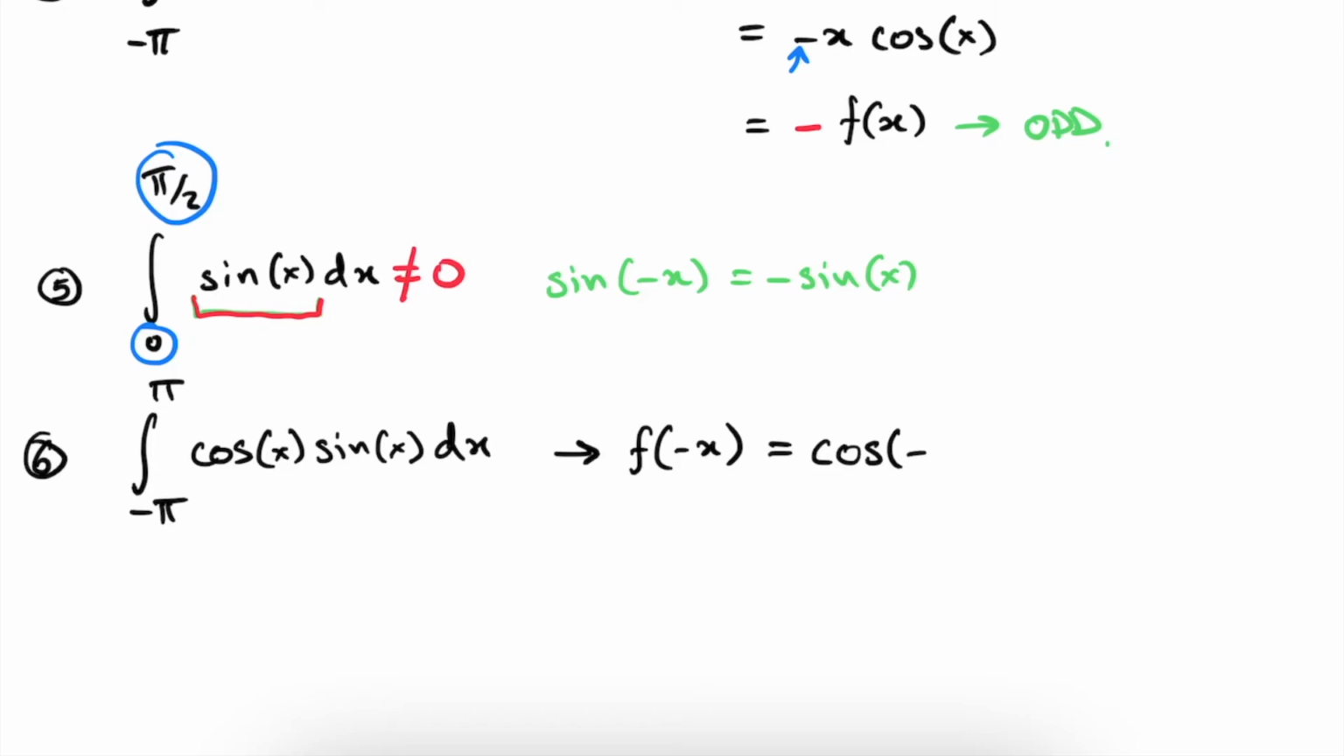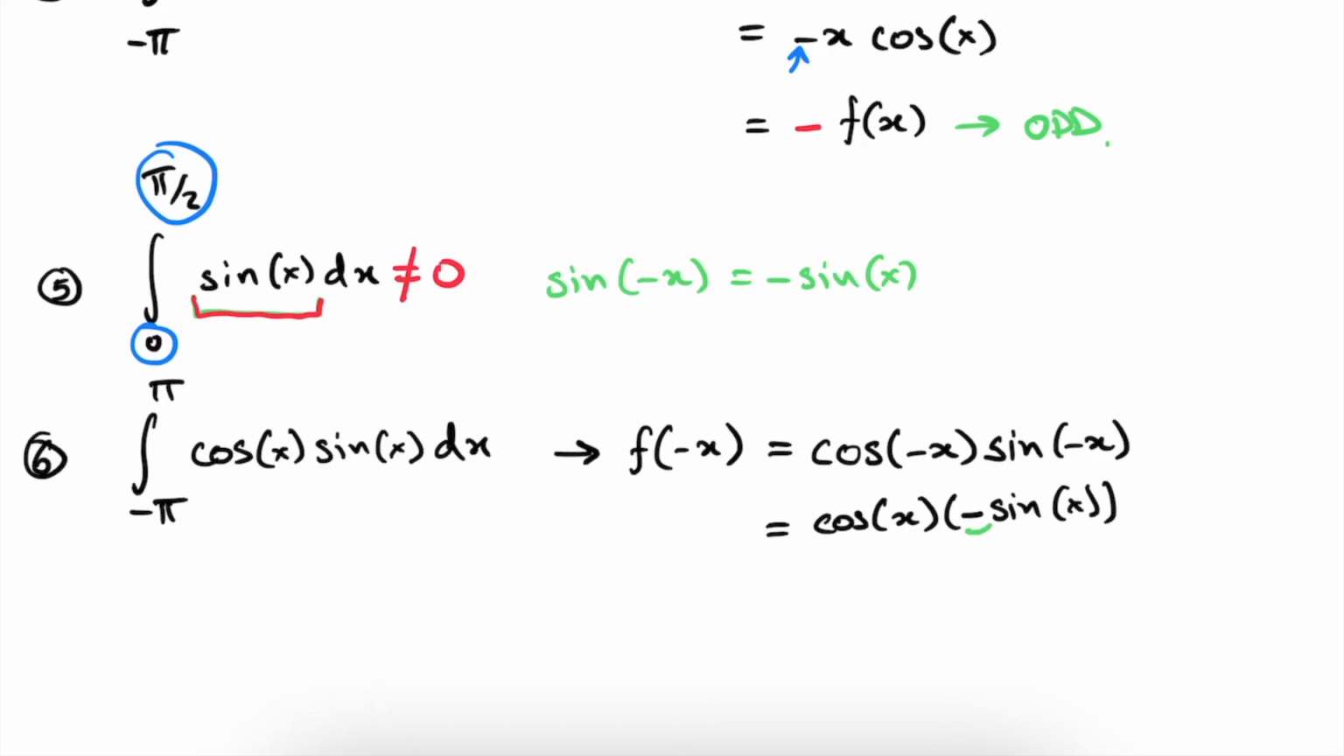So we get the cosine of minus x times the sine of minus x. The cosine of minus x is simply the cosine of x, and the sine of minus x is simply minus the sine of x.